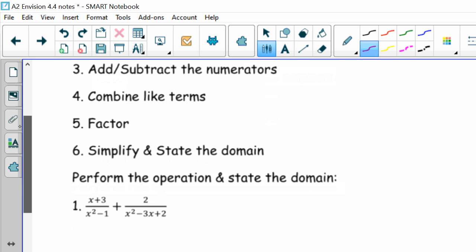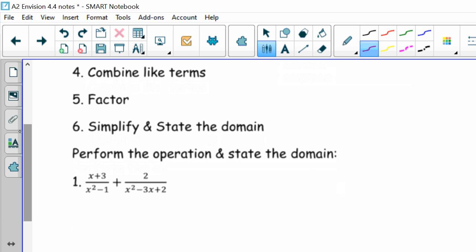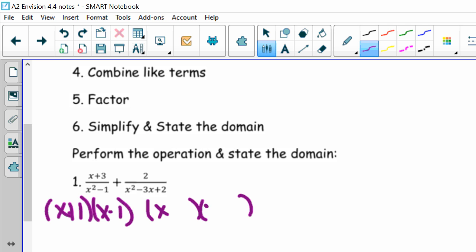Okay, so perform the operation, state the domain. Very first thing we're always going to do is factor the denominators. So x squared minus 1, difference of squares, right? So that's going to factor x plus 1, x minus 1. X squared minus 3x plus 2. I multiply together to get 2, but add to get a -3. So that's -2, -1. So here my LCM, which is also my LCD.